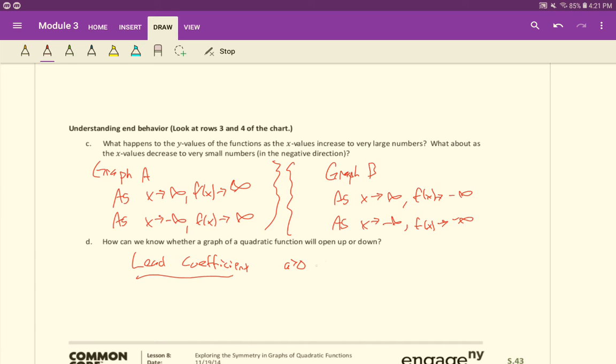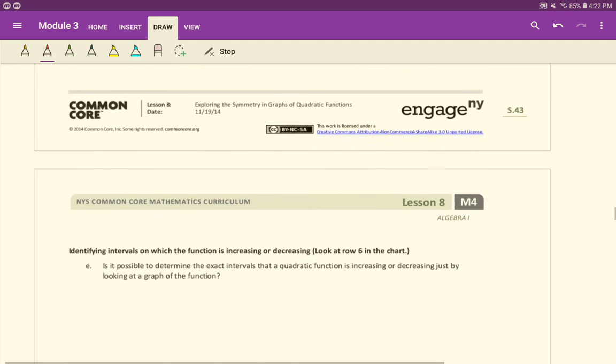A is greater than 0, opens up like this. A is less than 0, opens down, which is like this. Okay?